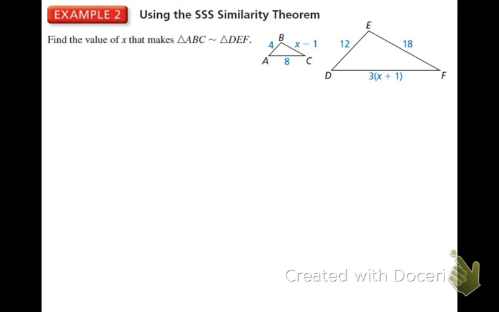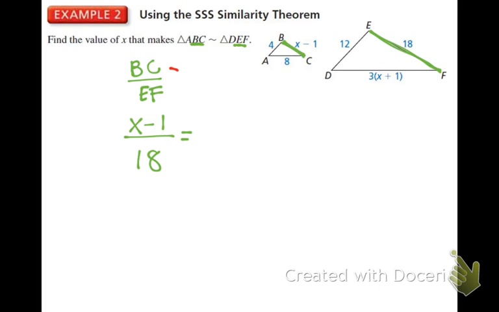Which x do we want to solve for? I always pick the easiest one. So yeah, let's find x minus 1, which is BC. What does BC correspond with in the second triangle? EF. So we're going to do BC over EF, which is x minus 1 over, what is it, 18.